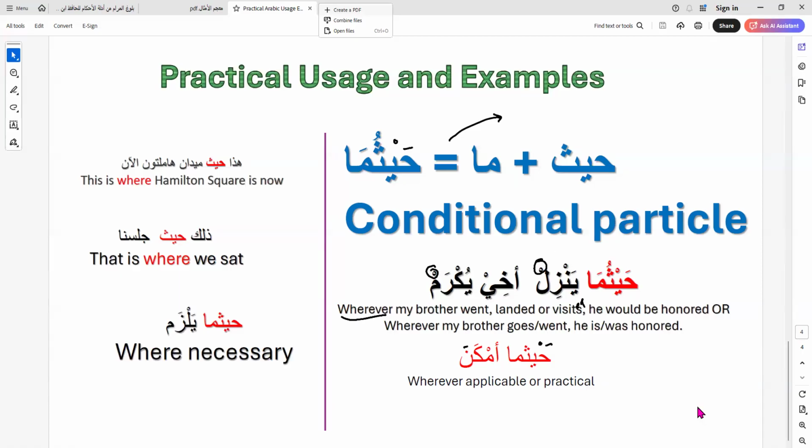I hope you've enjoyed this lesson, but let's do a recap. The word حيث is such a very useful particle in the Arabic language. It has so many denotations and connotations. It can be where, when, wherever, whenever. So it can be an adverb of place or an adverb of time. Learn how to use it.